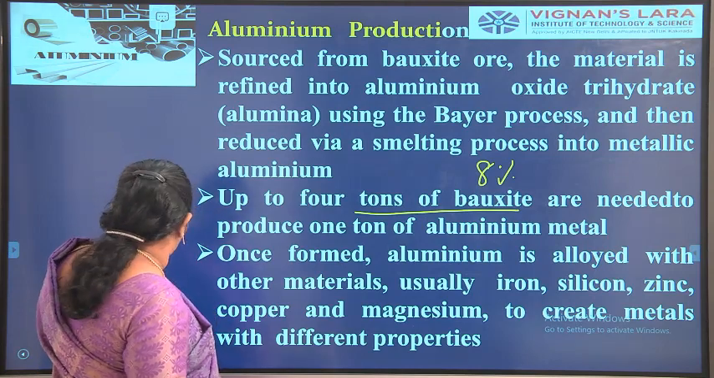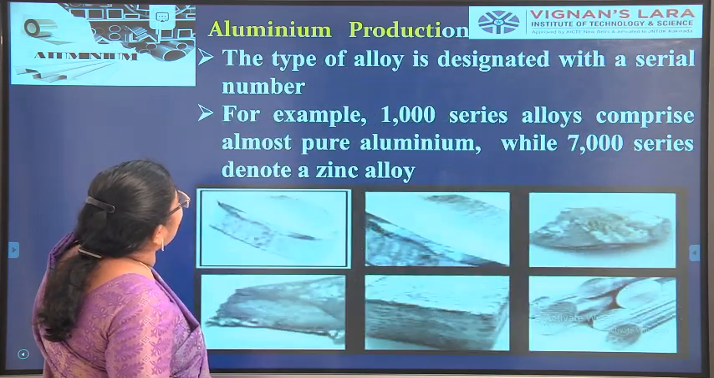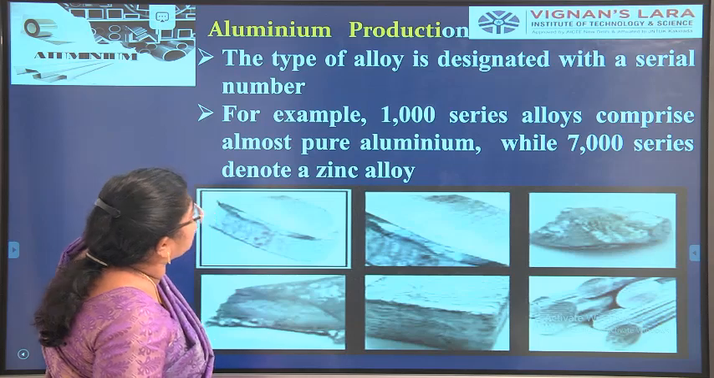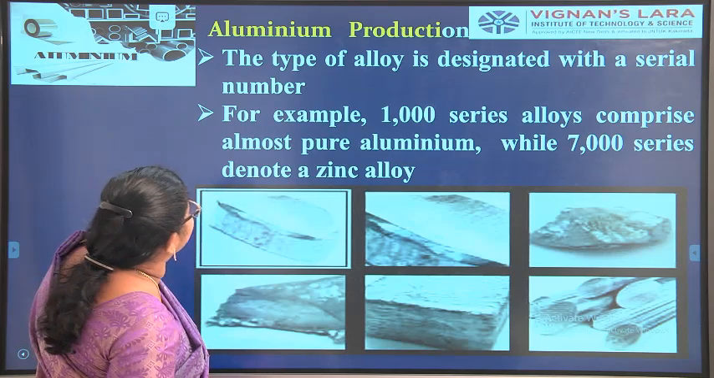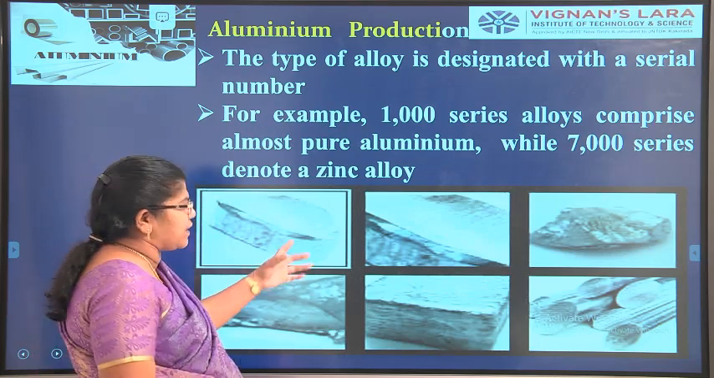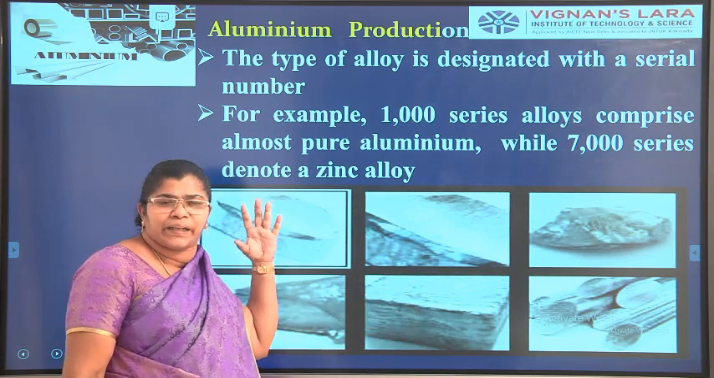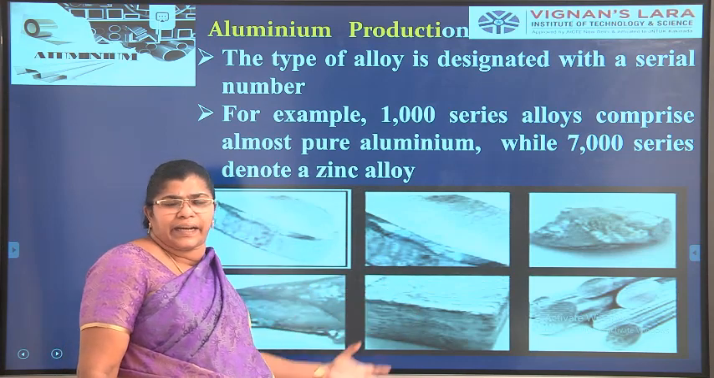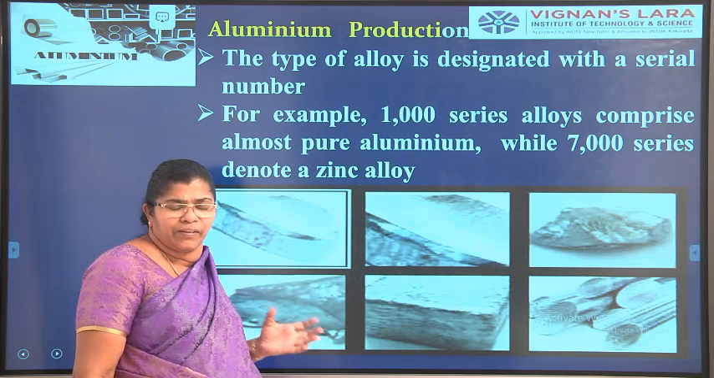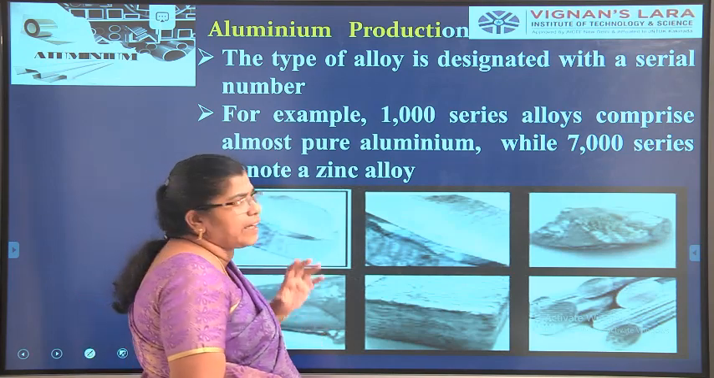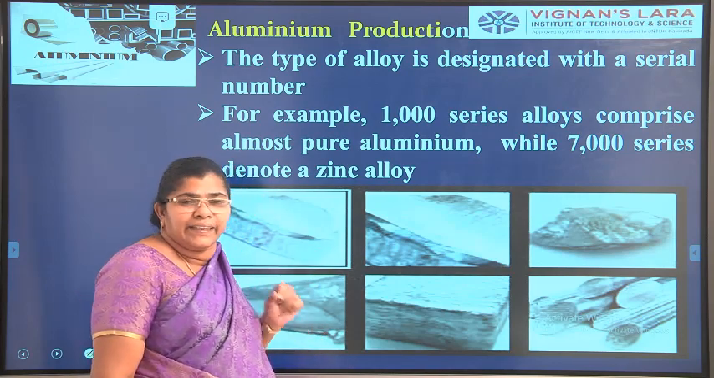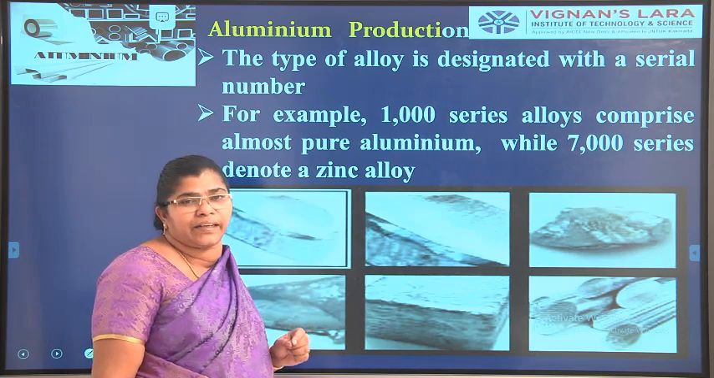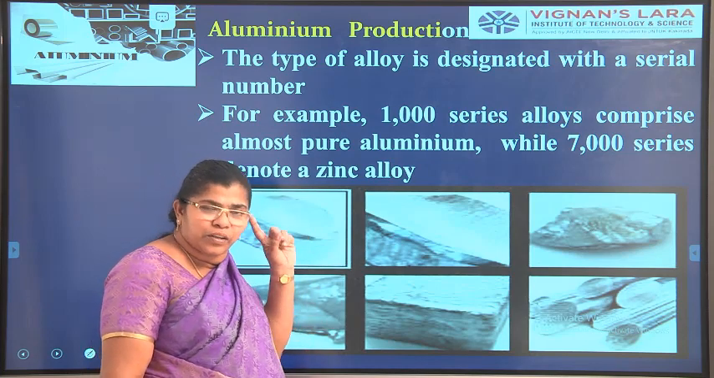Okay, the next one is aluminum production. We will tell the type of alloy designated with a serial number. There are different types of aluminum, from white color to grey color, and a serial number is allotted. This serial number is universal throughout the world.